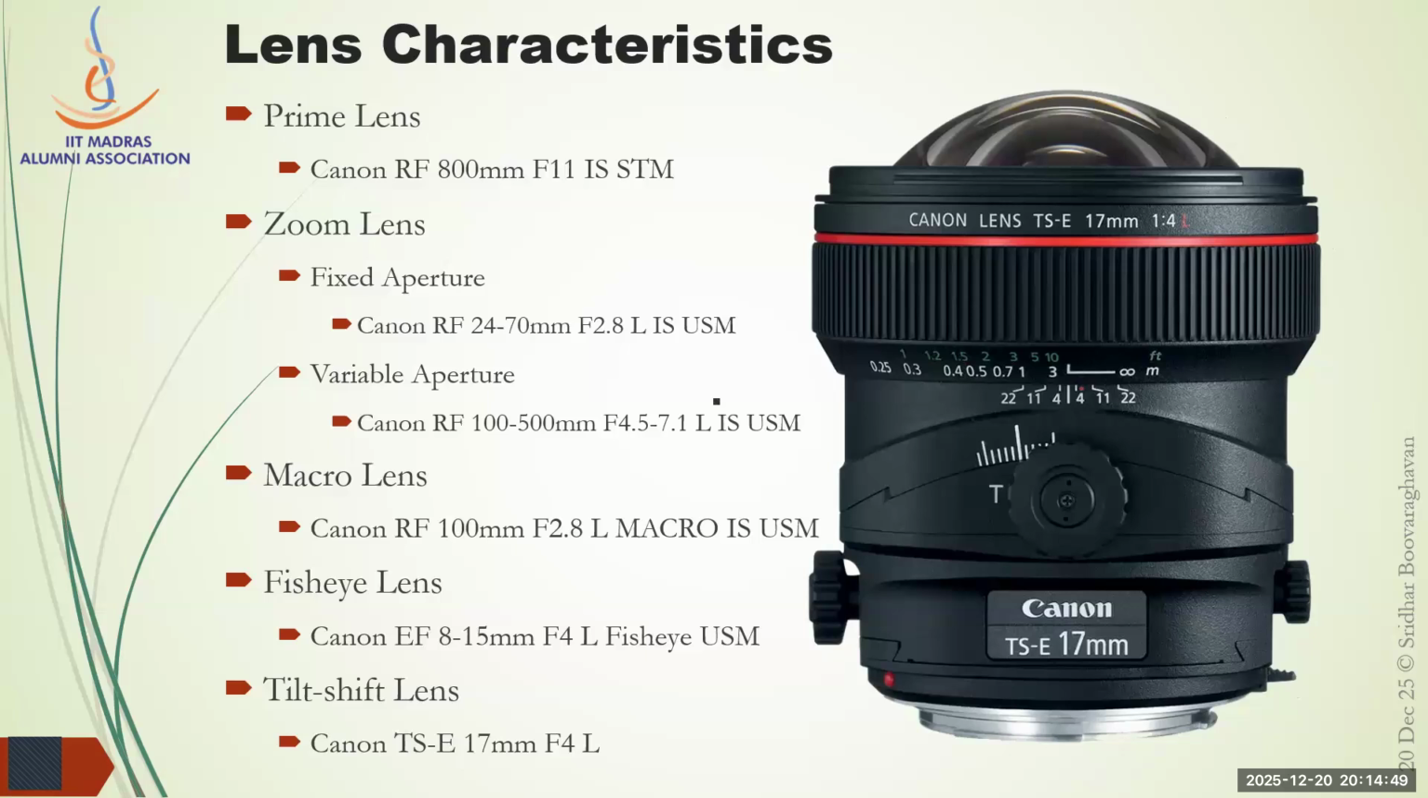Now, there are other kinds of specialized lenses also, which is called a tilt shift lens, which is mostly used for landscape and architecture photography. This allows you to change the perspective of the particular image by tilting or shifting. We will not discuss this. This is a really, really specialized lens.